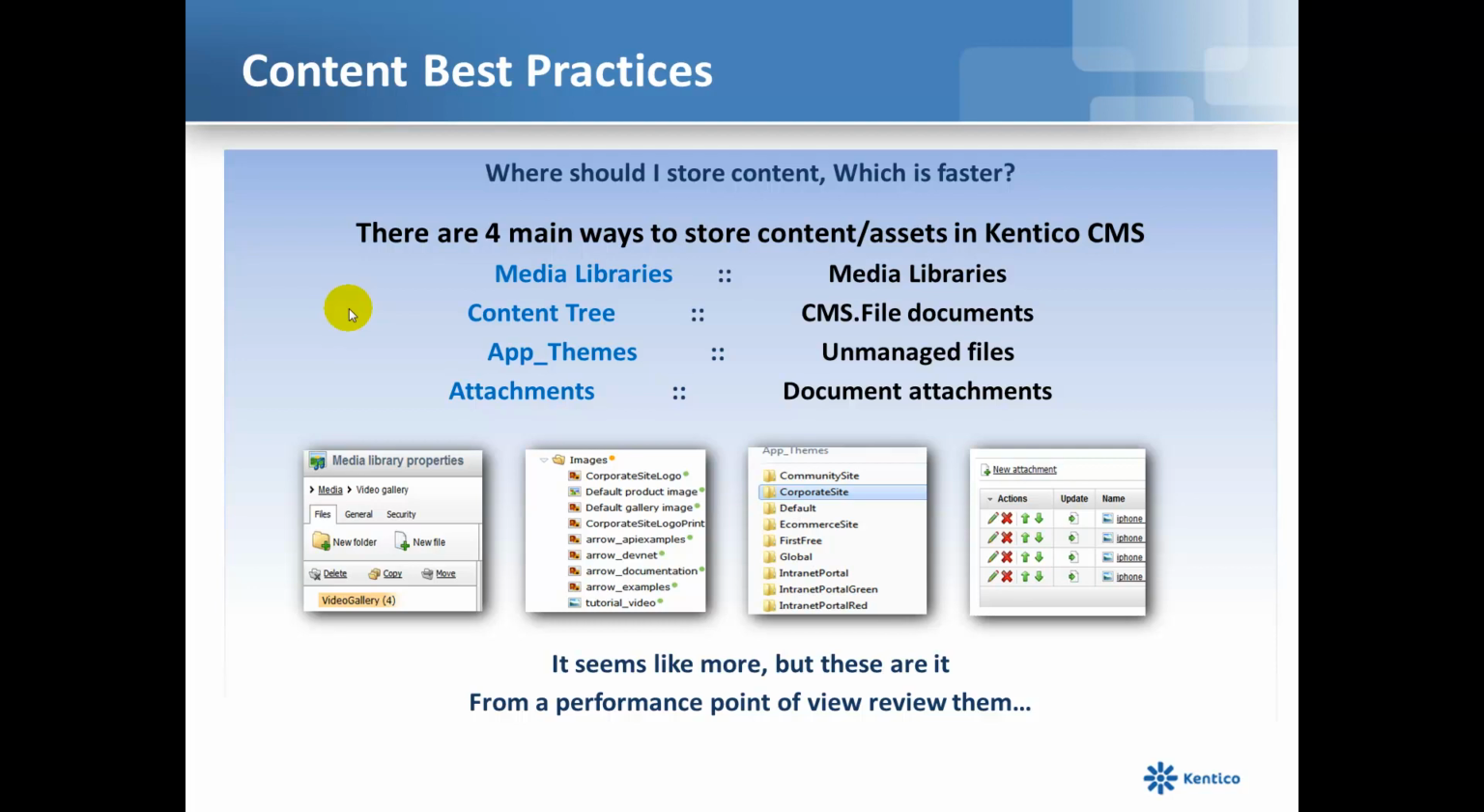And then, of course, there's attachments, grouped and ungrouped. They exist in the system, and they're considered document attachments. So it seems like there are a lot more different ways to store content in Kentico, but these are it. These are the four ways to do it. And from a performance point of view, let's review them next.